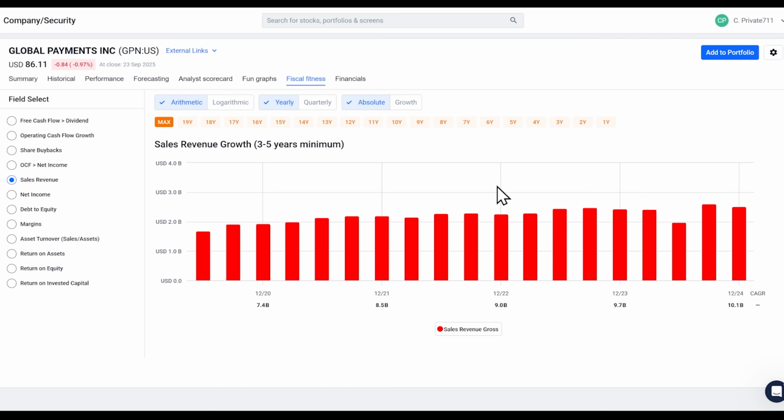Their profitability is another factor I want to look at. So I'm going to go ahead and look at things like profit margins.